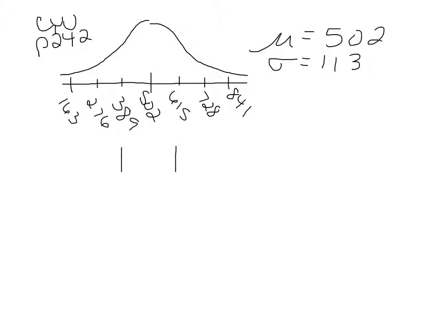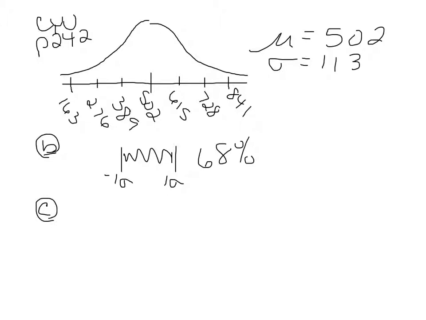Let's see, B, what is the percentage between 389 and 615? That is between 1 standard deviation below and 1 standard deviation above. So the 68, 95, 99.7 rule says that it will be 68%.